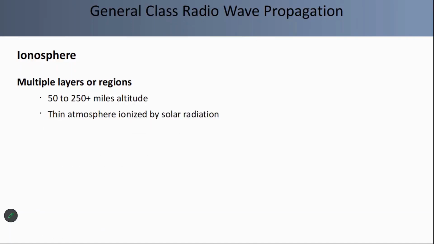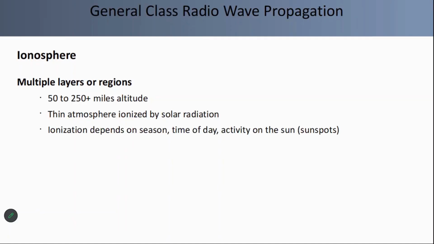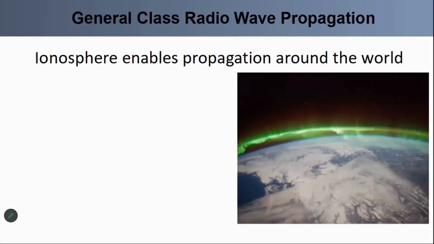And when you get up that high, this is above the troposphere where the weather occurs, the stratosphere above that. This is way up there. The atmosphere is very thin and it becomes ionized by solar radiation. The degree of that ionization depends on lots of things: the season of the year, the time of day, activity on the sun, in particular sunspots. We'll get into that in a little bit.